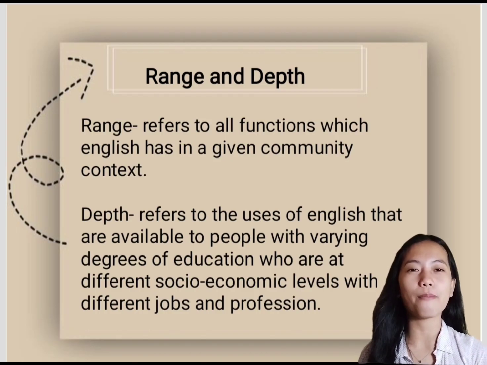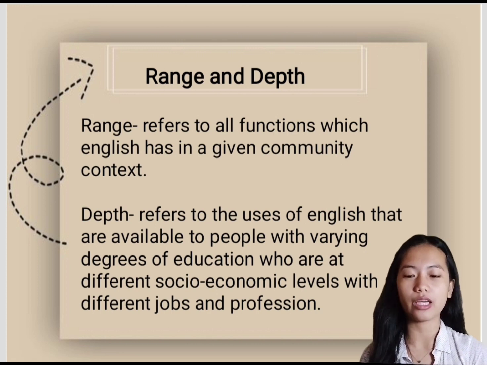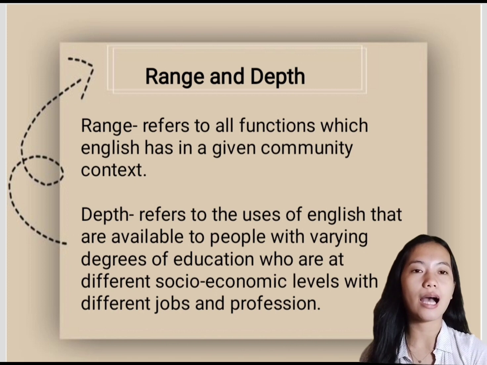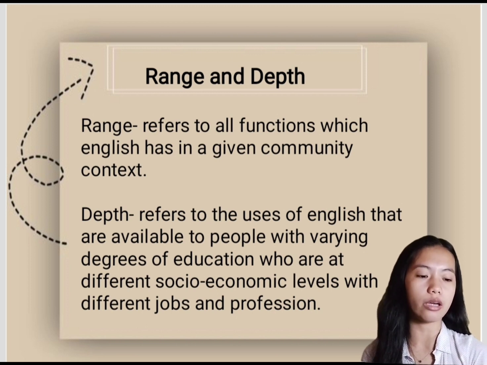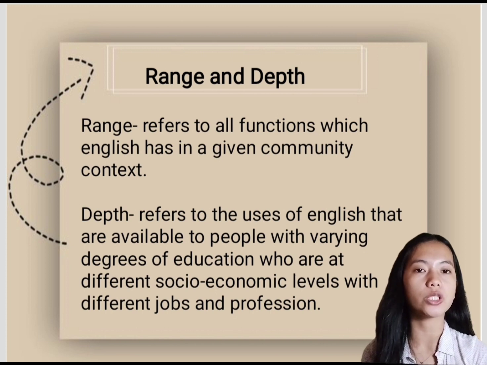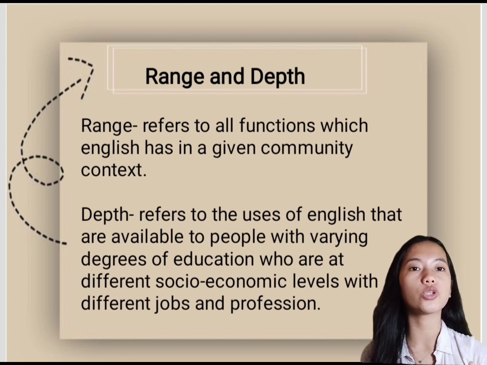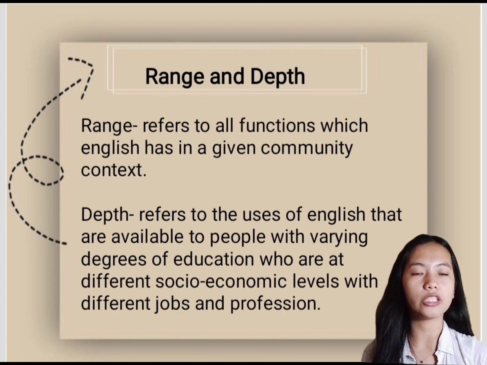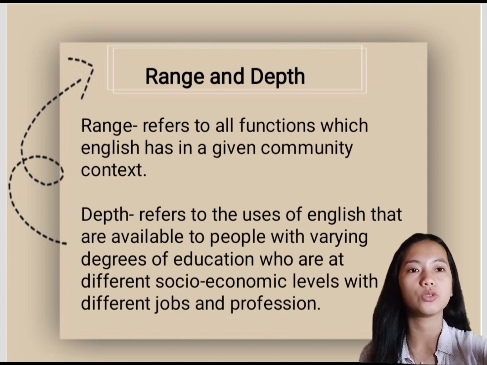And now let's talk about range and depth. Range refers to all the functions which English has in a given community context. Depth refers to the users of English that are available to people with varying degrees of education, who are at different socio-economic levels with different jobs and professions. According to Cottrell, in defining the nativeness of Englishes, distinctions are useful.